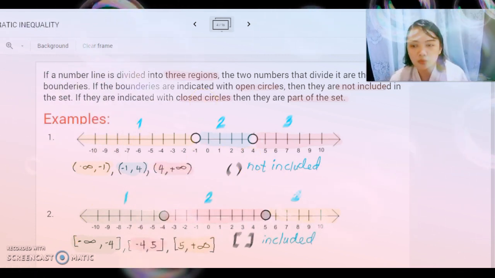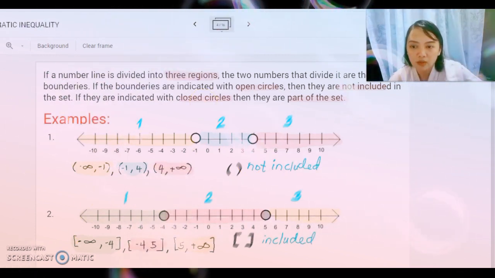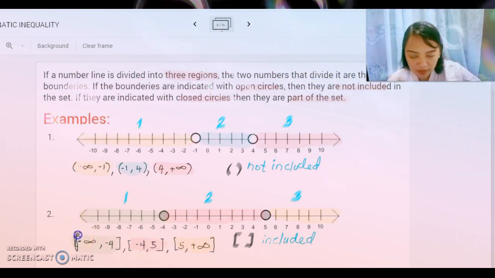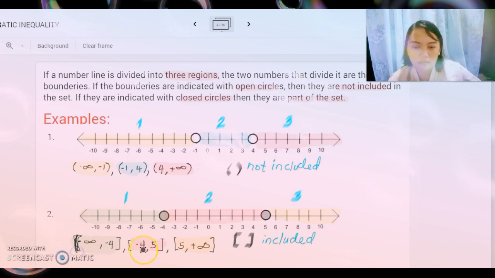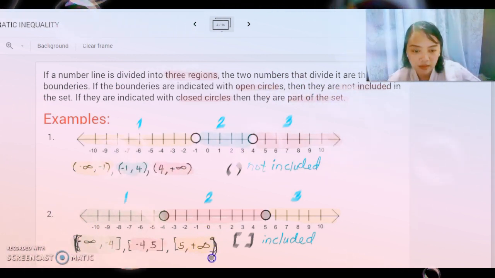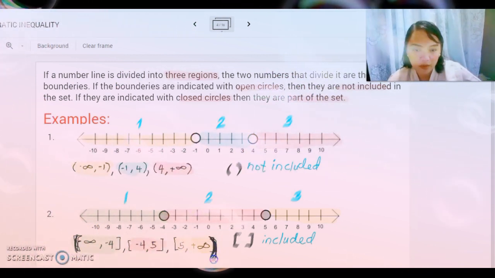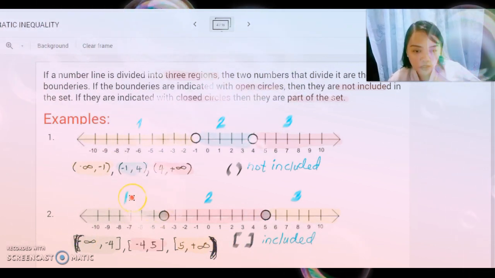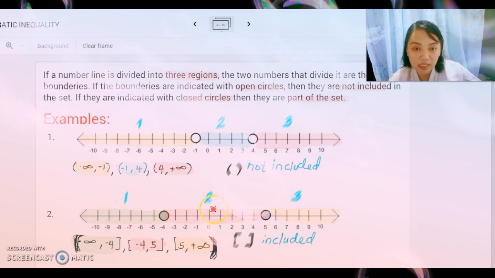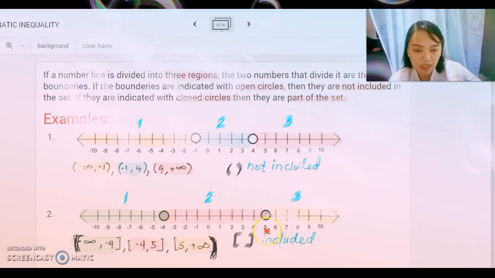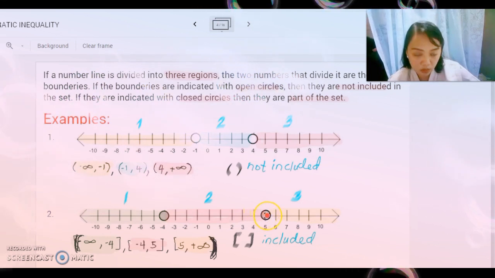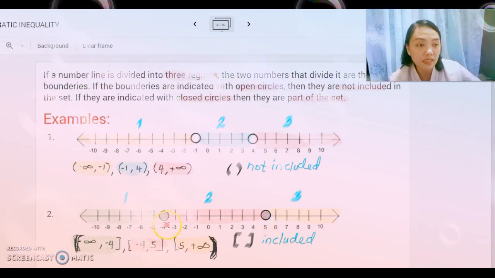Dito naman, sa number 2, so, meron tayong 3 region din. O, kakasabi ko lang, di ba? So, dapat ito ay parenthesis. Pag may negative or positive infinity, parenthesis to, ha? Okay. So, dito, we have 3 regions. Ang boundaries natin is negative 4 saka positive 5. So, since yung circle natin is closed or merong itim or shade, ibig sabihin, kasama siya.